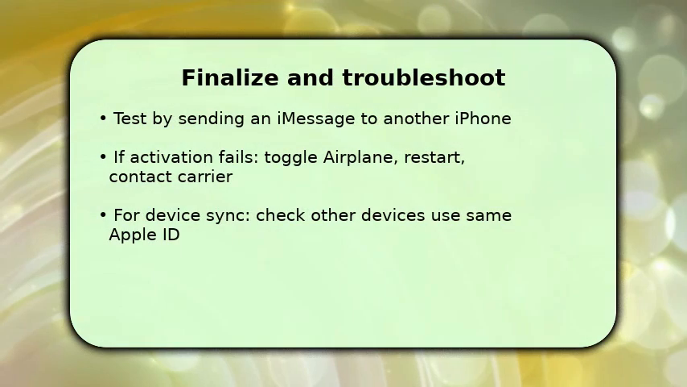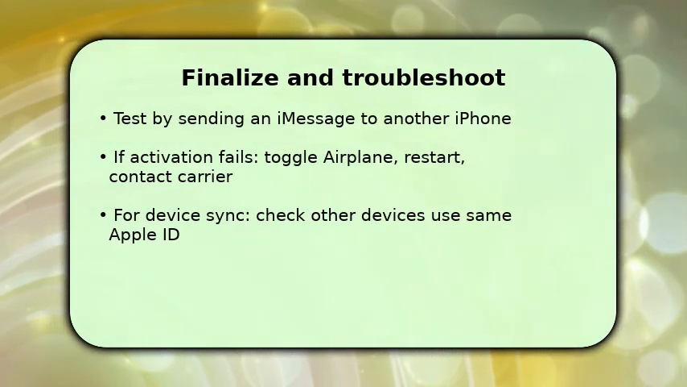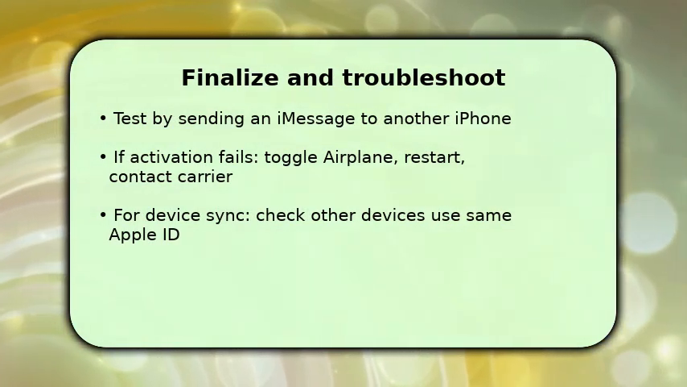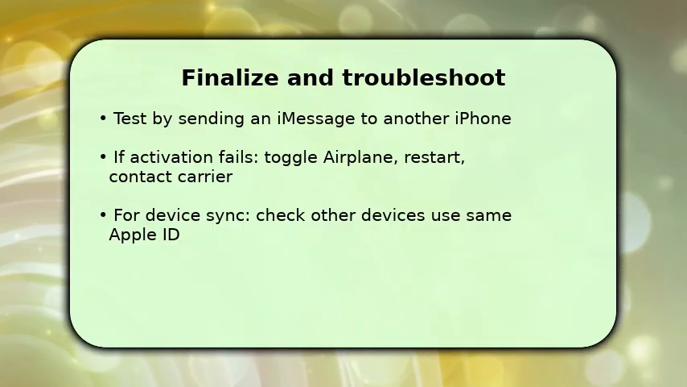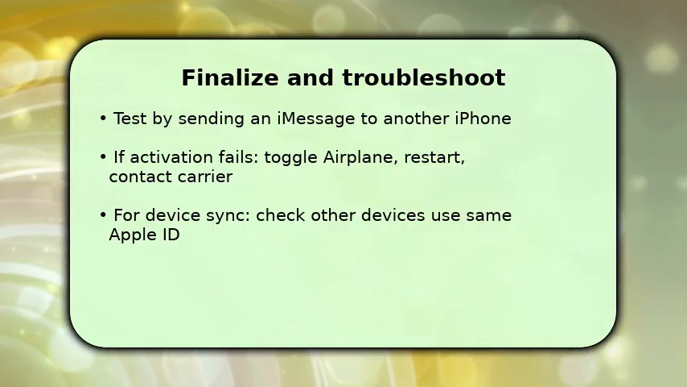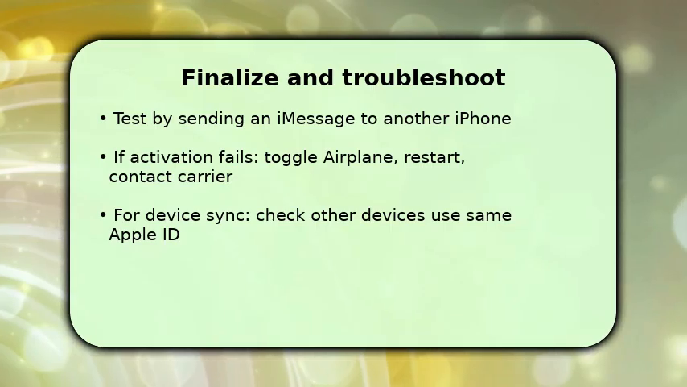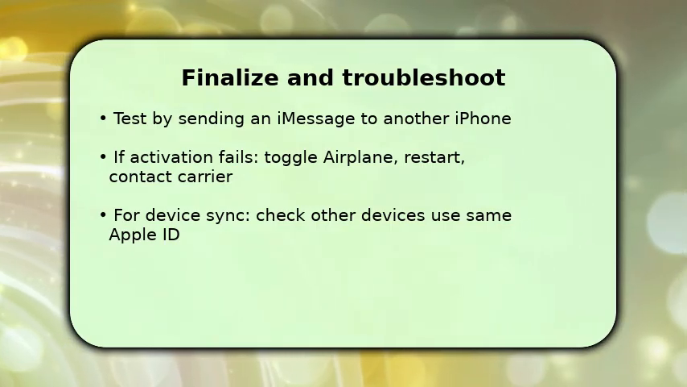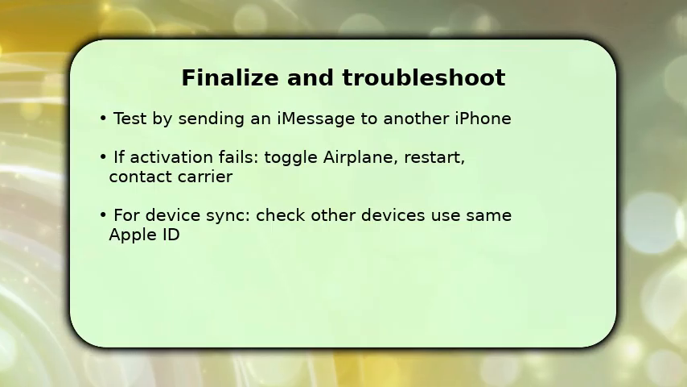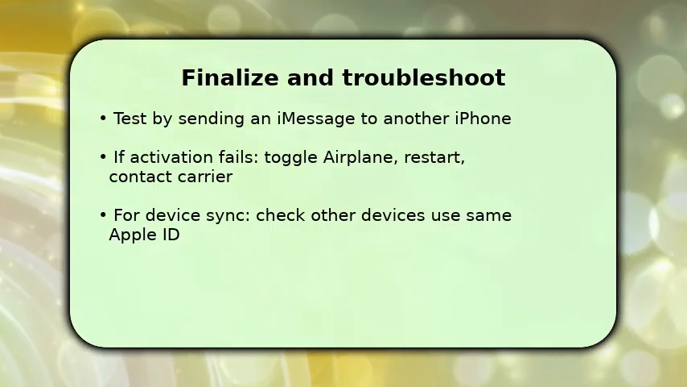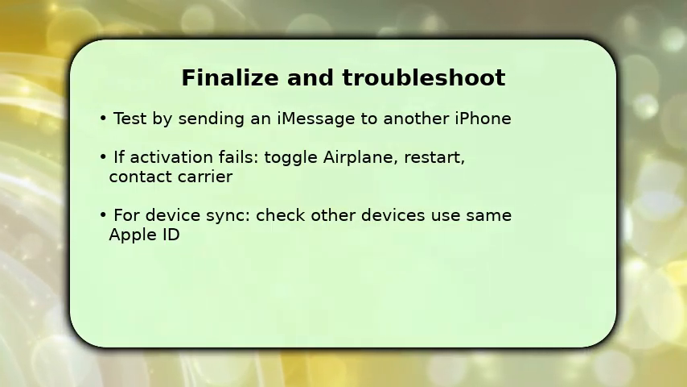You finish by testing and troubleshooting. Send an iMessage to another iPhone and confirm it shows as blue and lists your phone number as the sender. If activation fails, toggle airplane mode on then off, restart the iPhone, and verify carrier SMS is working because activation sometimes uses a background SMS.